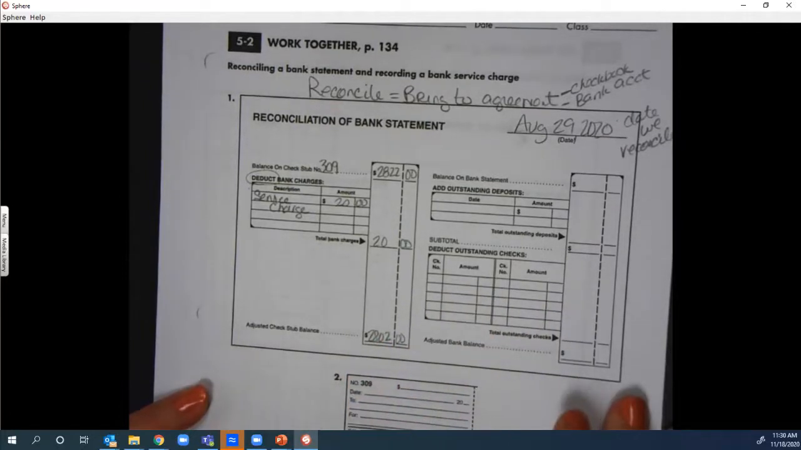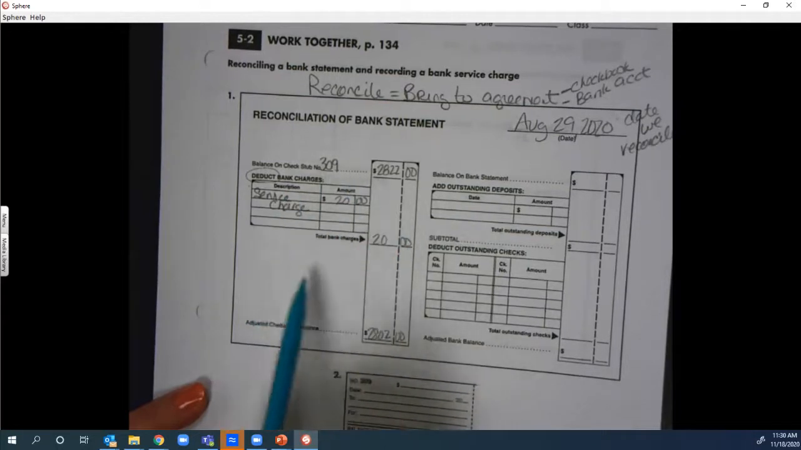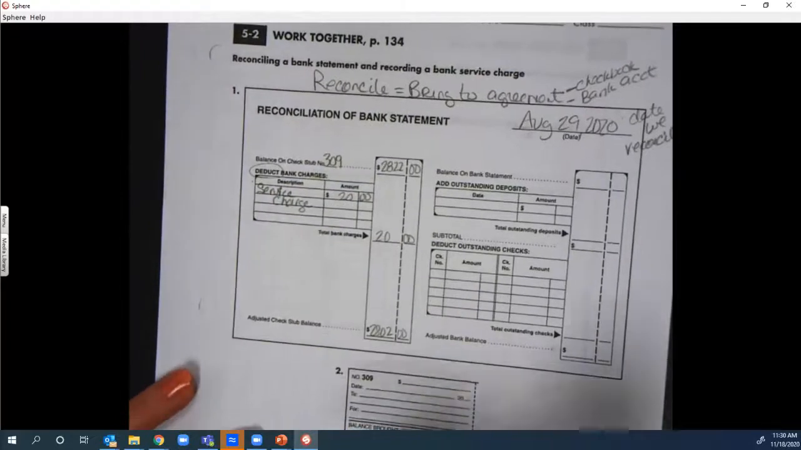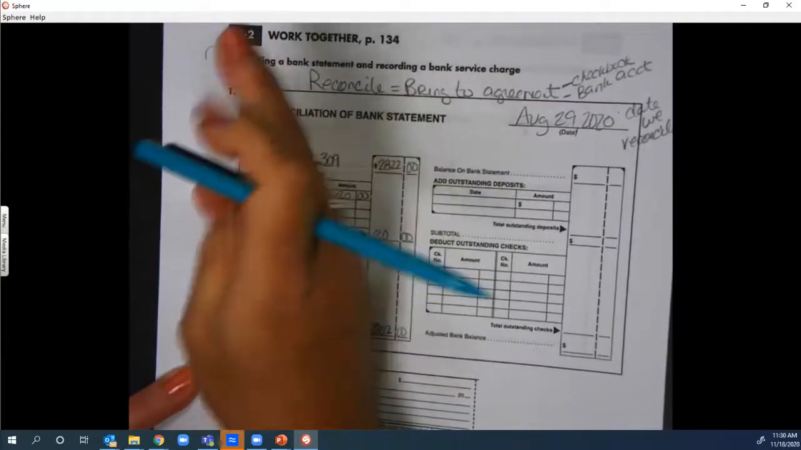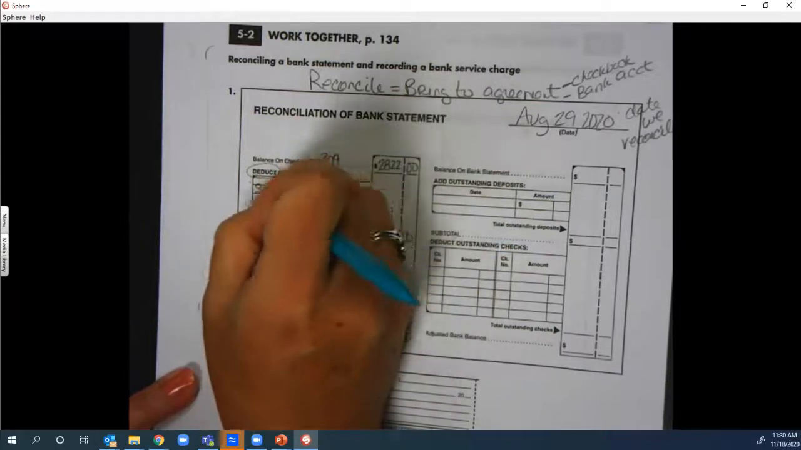What's the word about charge? Service. Oh yeah, service charge. That's awful. I'm so sorry. Apologize for my handwriting. That's just making it worse.